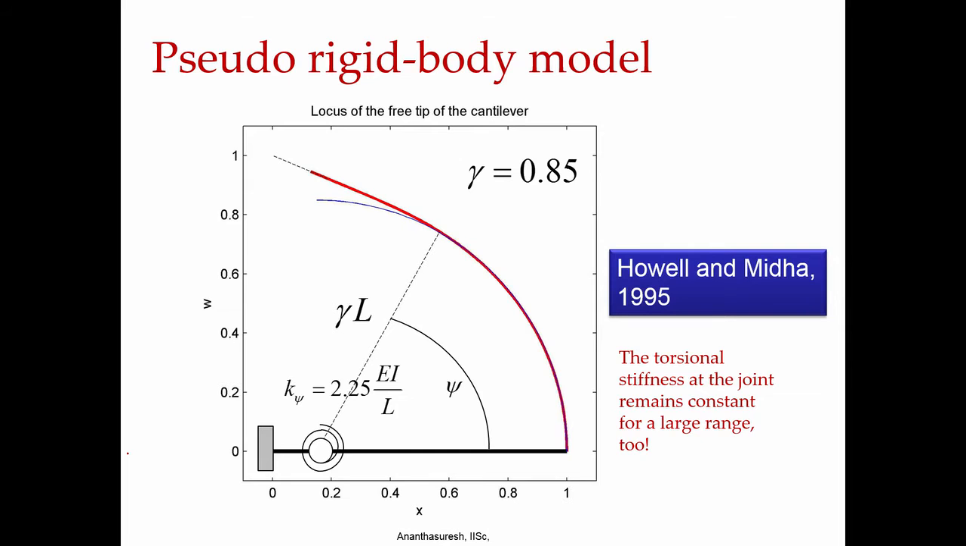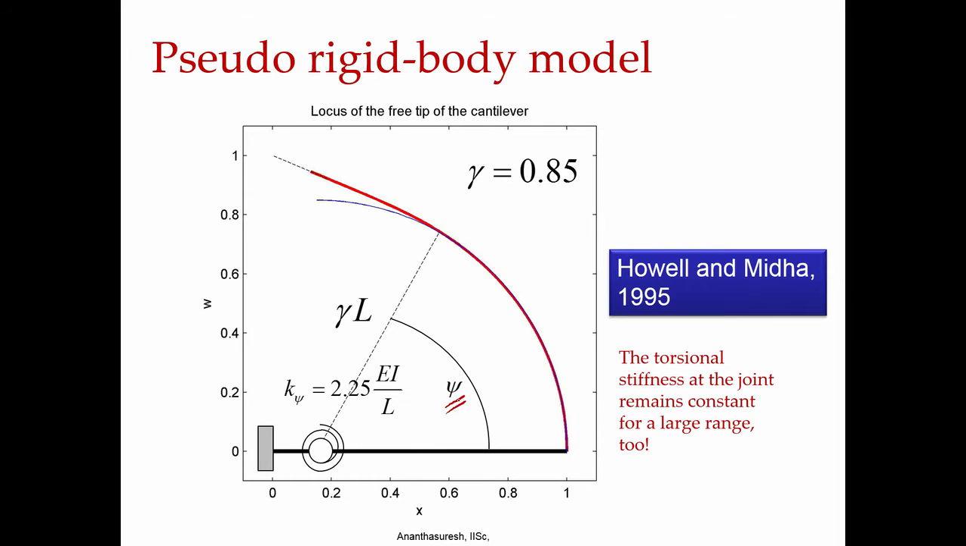It was 0.8333 based on the kinematic approximation that Burns and Crossley had done. It was refined by Howell and Midha to 0.85 on average, where you maximize the angle shown as psi here, as large as possible, so that this approximation with a circular arc holds for the locus of the loaded tip. And this is the PRB, the pseudo rigid body model.